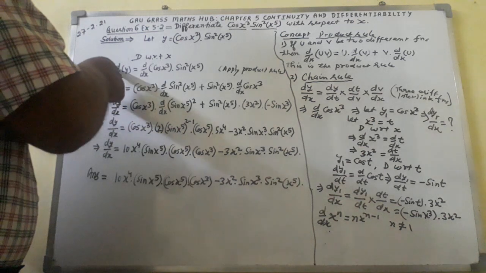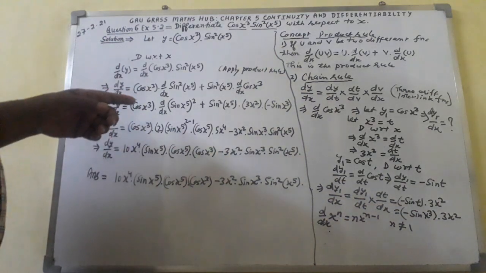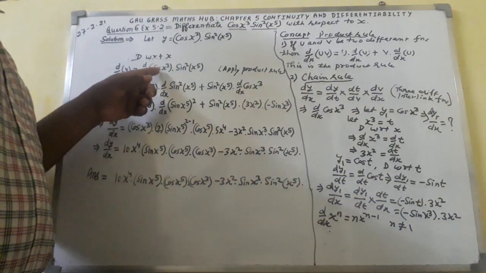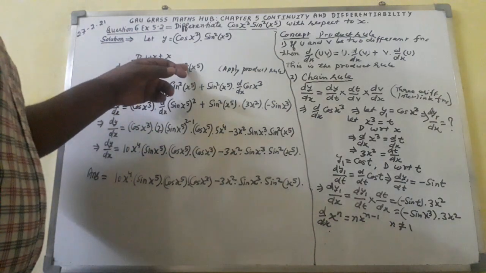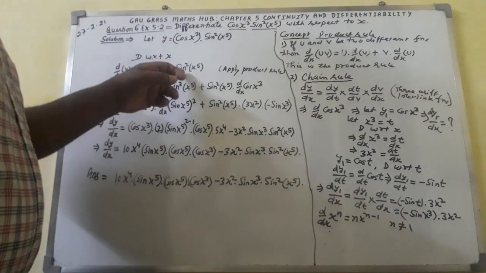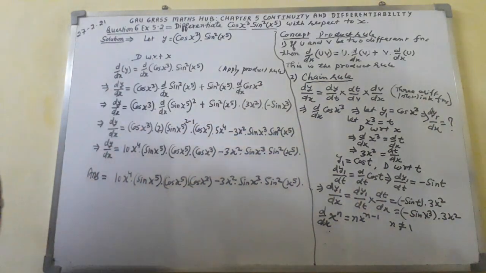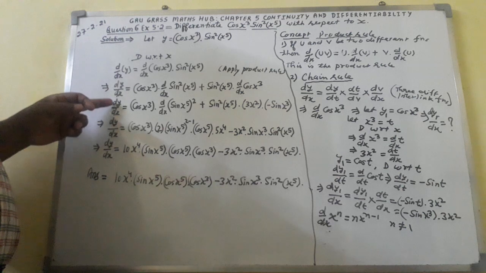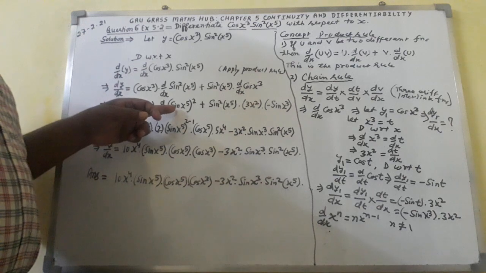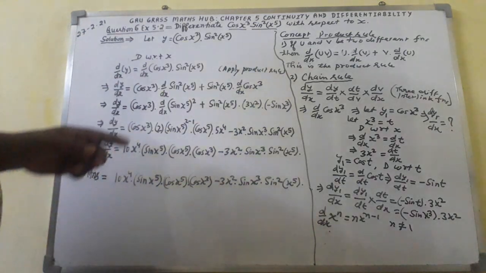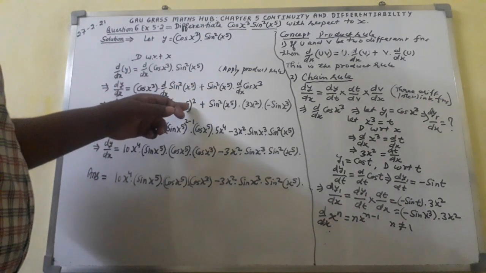It will become dy over dx equal to the first function, cos x raised to power 3, dot d over dx of the second function sin square x raised to power 5, plus the second function sin square x raised to power 5 dot d over dx cos x raised to power 3. This implies d over dx equals cos x raised to power 3 dot d over dx of sin x raised to power 5 whole square, because sin square x raised to power 5 can be written as sin x raised to power 5 whole square.